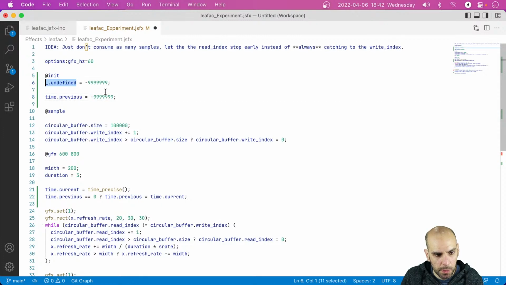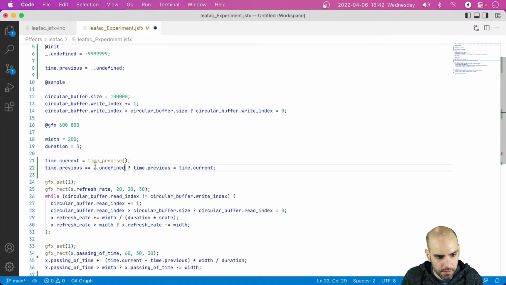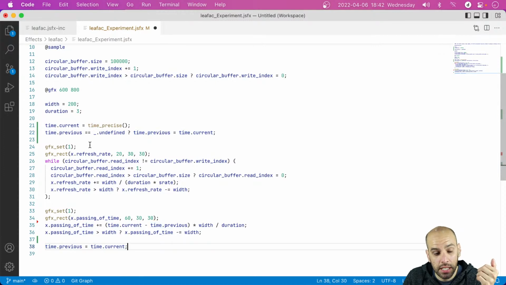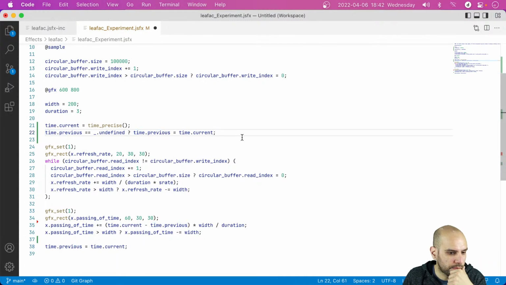And then, so I will say that to begin with, the time previous is undefined, and then here I will check if the time previous is undefined, then the time previous is equal to the time current. I don't want any movement to occur. No time has elapsed. Great. And then down here, we just update the previous time to be now the current time, so that next time we go around the loop, time previous will have the right value in there. Great. Now let's see.